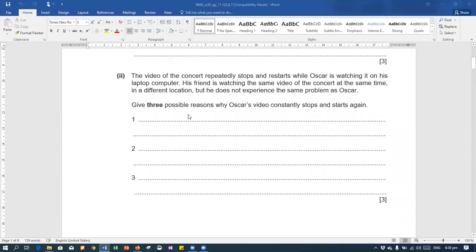the next question: the video of the concert repeatedly stops and starts while Oscar is watching it on his laptop computer. His friend is watching the same video of the concert at the same time in a different location, but he does not experience the same problem as Oscar. What are 3 possible reasons why Oscar's video constantly stops and starts again? Yes. Any idea about it?